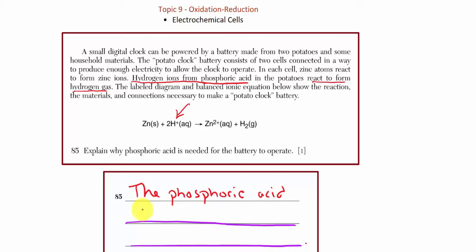The phosphoric acid supplies hydrogen ions. There are some other things you could say that would be accurate here. You could say the phosphoric acid is acting as a salt bridge. But stick with what is most obvious. The hydrogen ions are coming from the phosphoric acid.